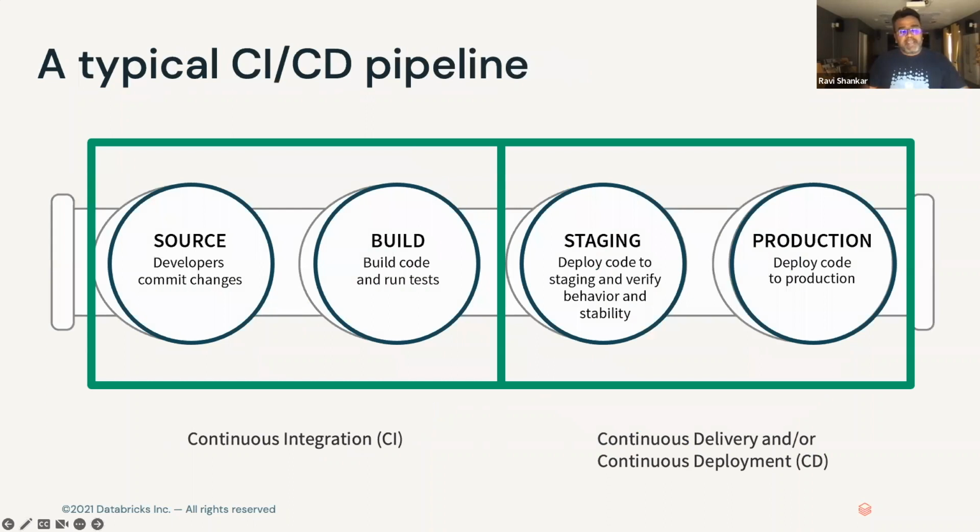So a typical CI/CD pipeline consists of two different phases. One is continuous integration, and the second part is continuous delivery or continuous deployment. With respect to continuous integration, developers get a set of code or start from scratch, start writing the source for a product or for a pipeline, and then this source needs to be unit tested before it goes into production.